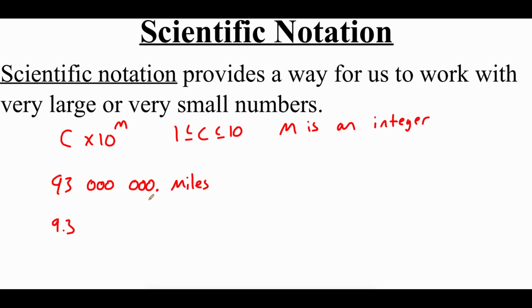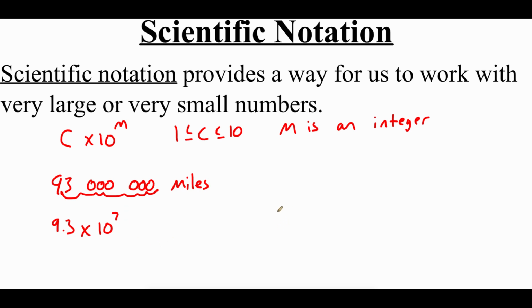Okay, so we have to count up the number of spaces that we're moving our decimal. That would be 1, 2, 3, 4, 5, 6, 7 spaces. So we get that 9.3, that's our c value. Then the 7, since we moved this decimal point 7 spaces, becomes the power that we put on that 10. So 93 million is the same as 9.3 times 10 to the 7th power.